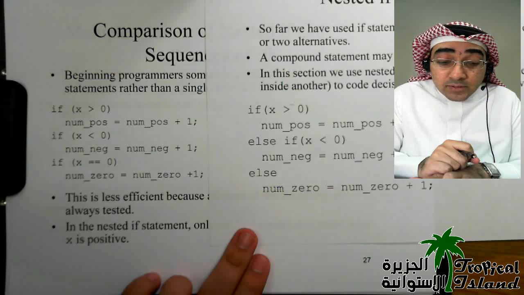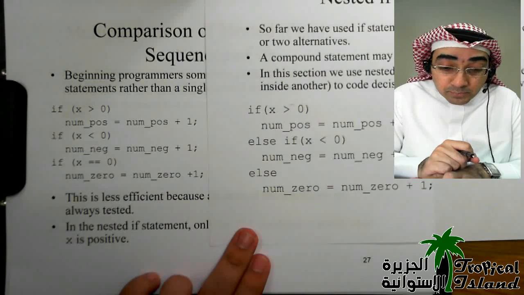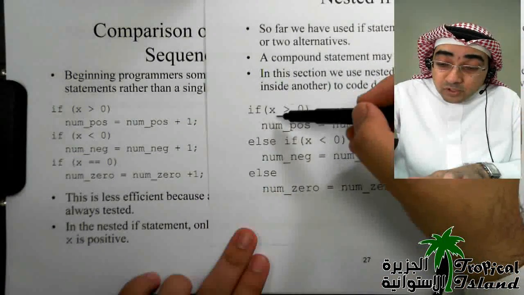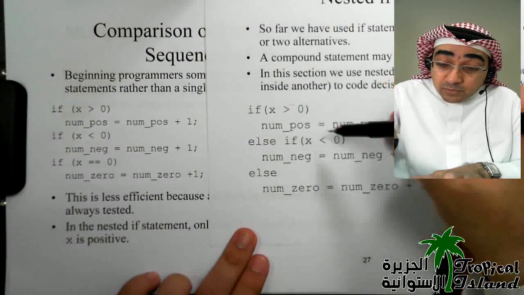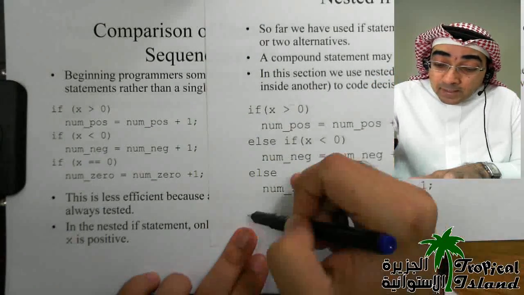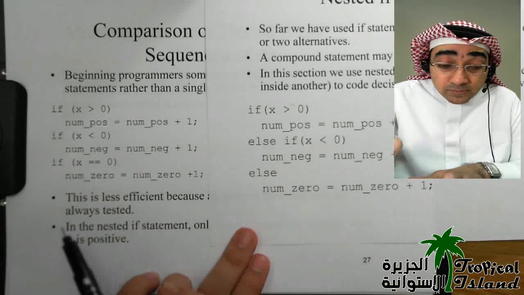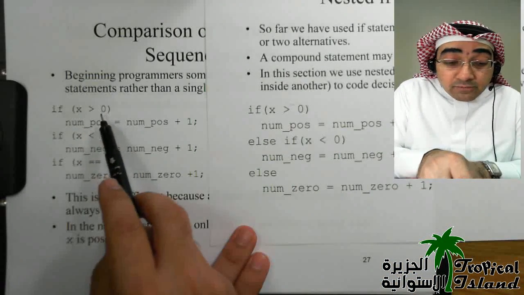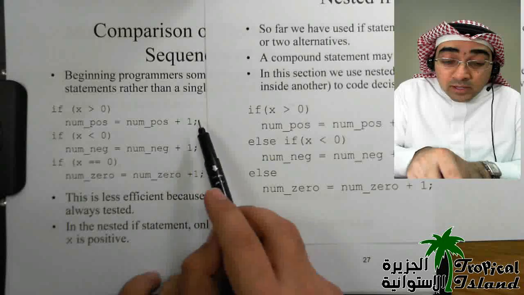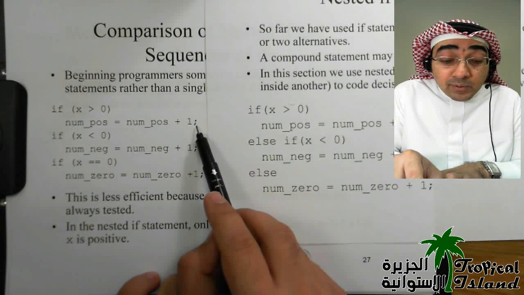Why? Suppose that the user enters a positive number. Over here in this program, I'm going to check if this number is positive. If this number is positive, I'm going to add 1 to the positive number count, and I'm going to jump out of my if statement and continue. Over here, I check if my number is greater than 0. Yes, it's true. I'm going to go and add 1 to the number of positive numbers.